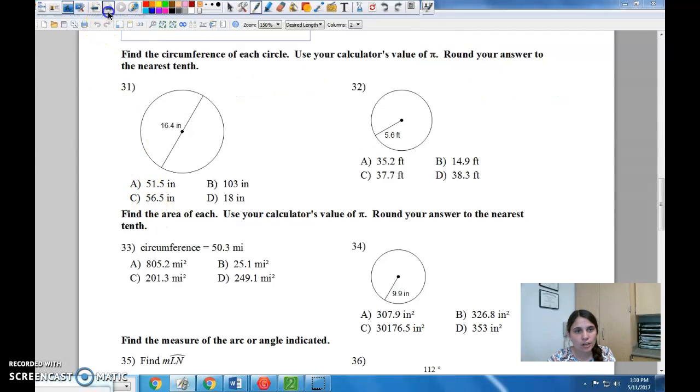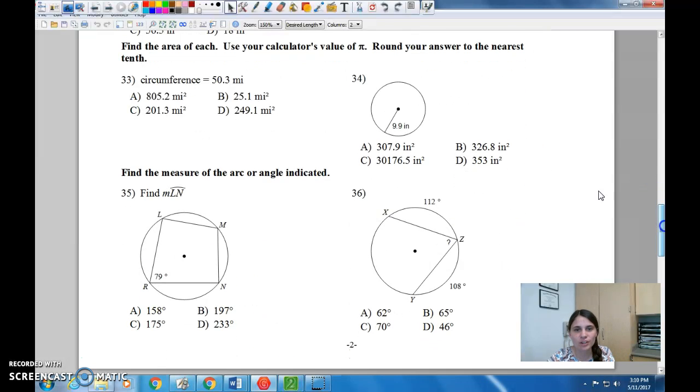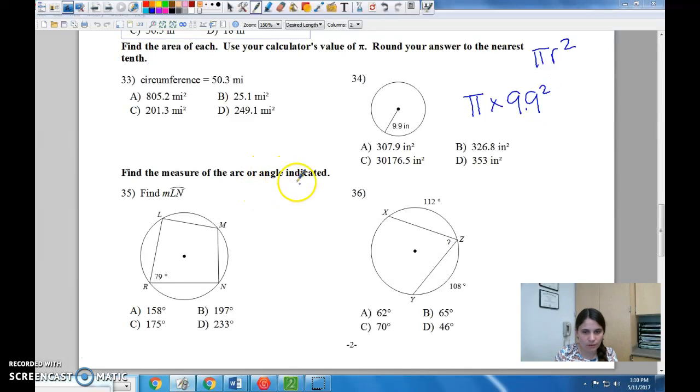Then our next section is asking for the area of each, and I'm actually going to do it backwards again on this one and start with number 34. The formula for area is pi r squared. So in this case, I have pi times 9.9 squared, because that's my radius. 9.9 squared times pi comes out to about 307.9, which is A.